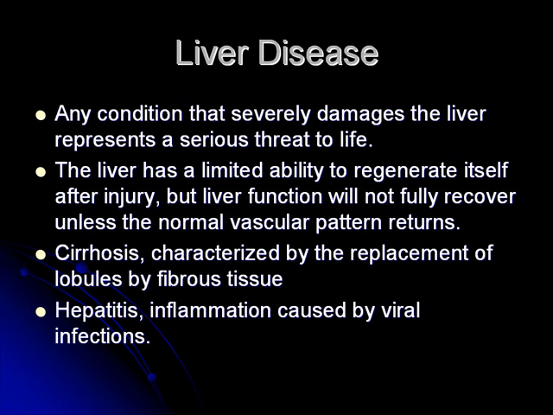The liver has limited ability to regenerate itself after injury, but liver function will not fully recover unless the normal vascular pattern returns. So, in cases of hepatic cirrhosis, where the pattern of circulation has been significantly altered, this is characterized by the replacement of lobules with fibrous tissue. Fibrous tissue is scar tissue. Hepatitis, which is an inflammation that can be caused by a viral infection, significantly destroys the tissue of the liver by leading to cirrhosis.